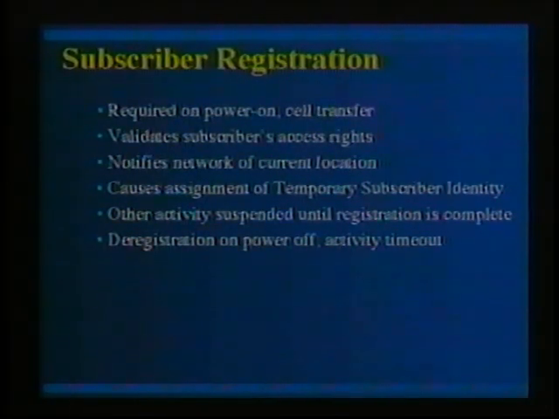It's used to validate the subscriber's access rights to determine what he can do. It's used to notify the network of the current location, so that you can route calls to him, you can route multicast messages to him, and so forth. And it also causes assignment of the temporary subscriber ID, which will be used during the course of the subscriber's lifetime on the network.